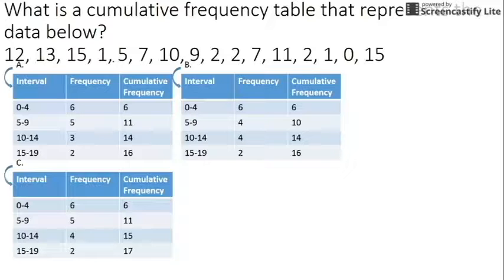All right, so figure out which cumulative frequency table accurately represents the data below. All right, so one thing I'm noticing is each of these has the same interval, so there's not going to be any problems with intervals. I do see that we've got some discrepancies in how they counted off some of these. So let's go ahead and just check the 5 through 9 section.